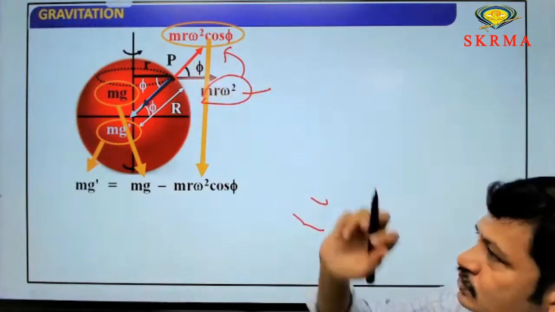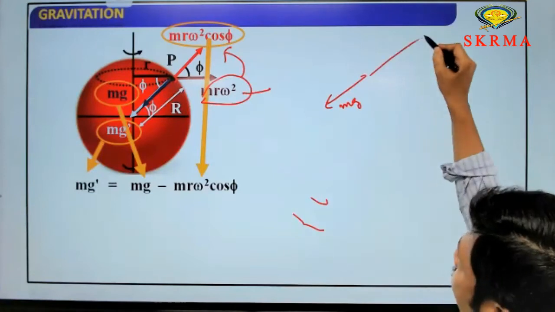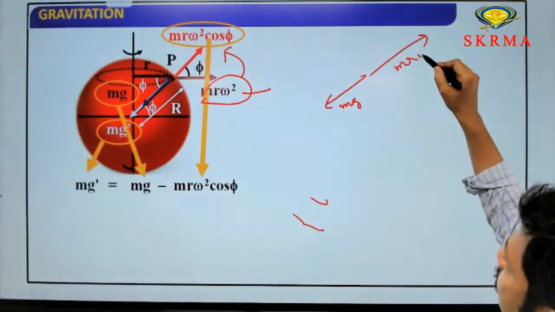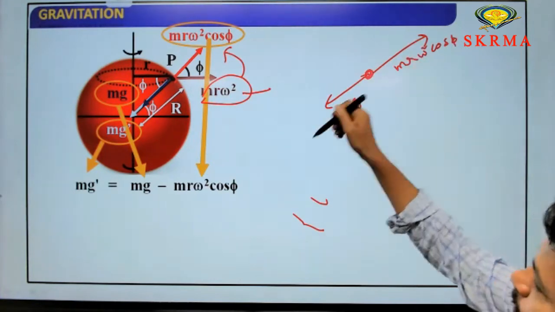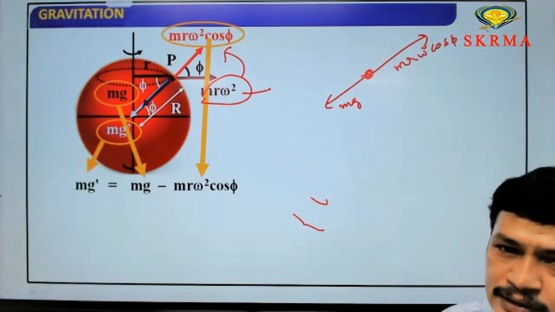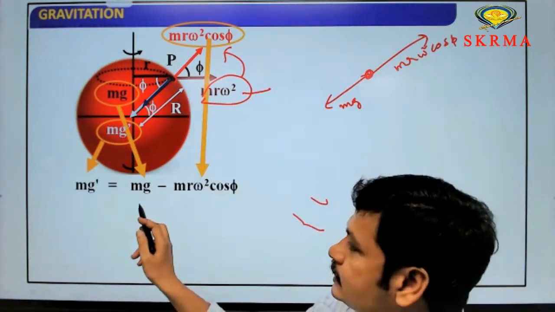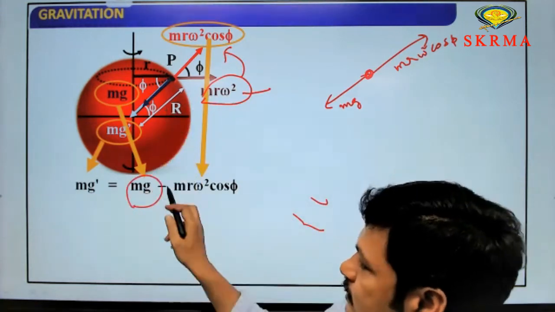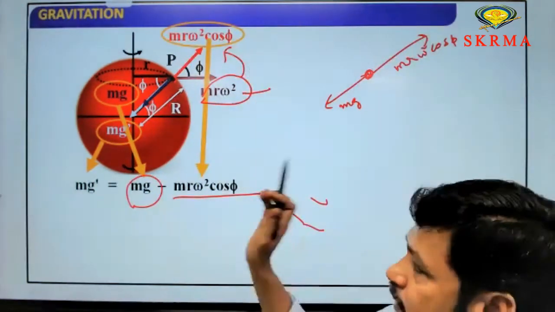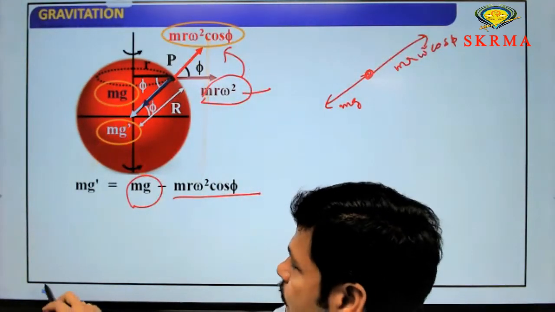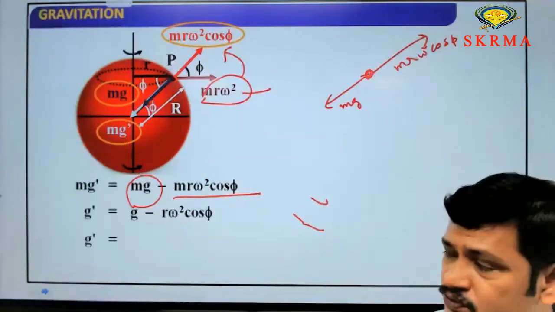m r omega square cos phi means mg is acting downward, and m r omega square cos phi is acting upward, away from the center. This is the center; towards the center, away from the center. Then what is the net force acting at that particular point P? That is mg towards the center, with the m r omega square cos phi component acting away. If you cancel m in all the equations, g dash is equal to g minus r omega square cos phi.